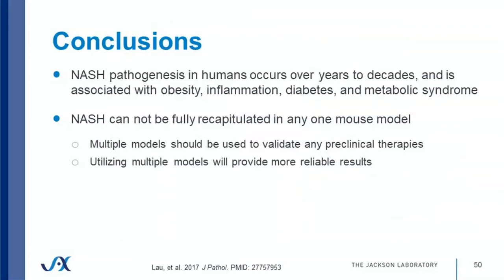In conclusion, NASH pathogenesis in humans occurs over years to decades and is associated with many metabolic comorbidities. This disease is not able to be fully recapitulated in one mouse model, and therefore multiple models may be needed to validate any preclinical therapies. Utilizing multiple models will provide more reliable, translatable results.